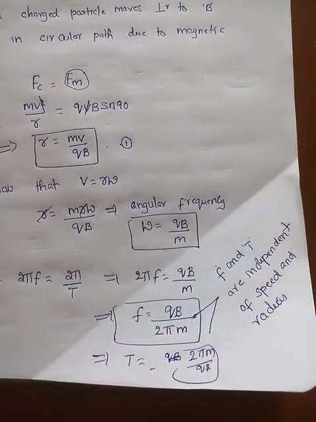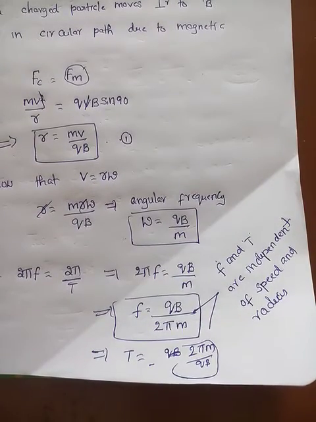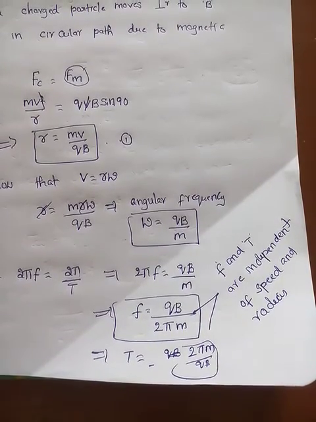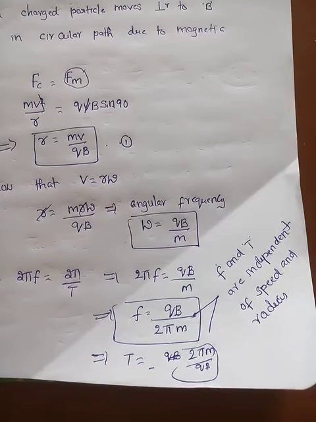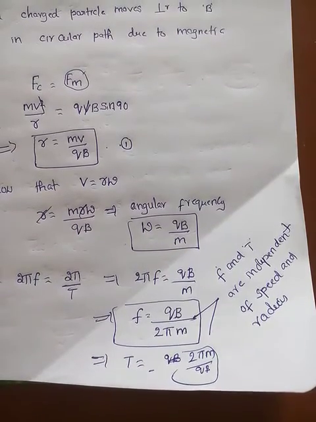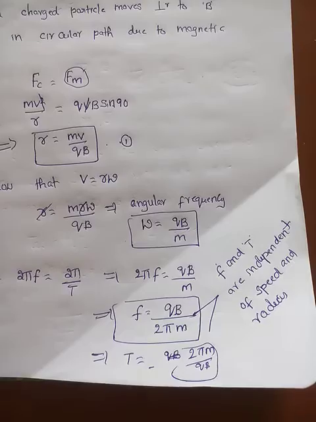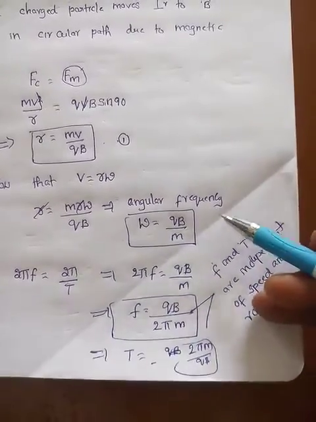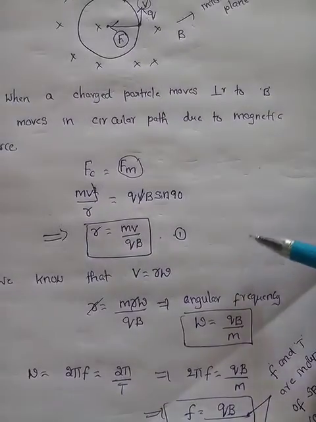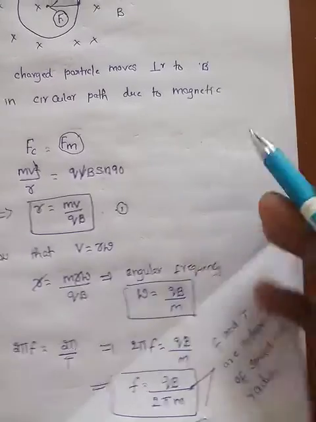If the speed increases, frequency does not change, time period also does not change. So don't make the false assumption that if speed increases, frequency increases. No, here the frequency of a charged particle moving in a circular path does not depend on speed and radius.